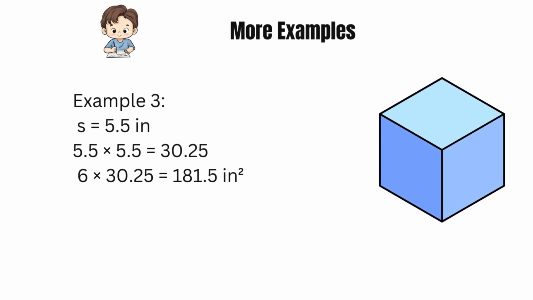Example 3. s equals 5.5 inches. 5.5 times 5.5 equals 30.25. 6 times 30.25 equals 181.5 square inches.